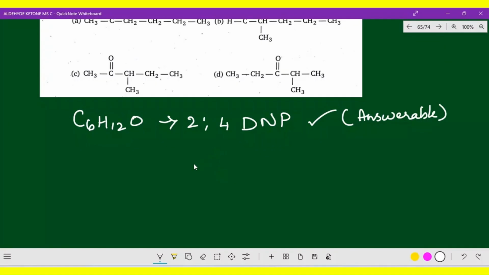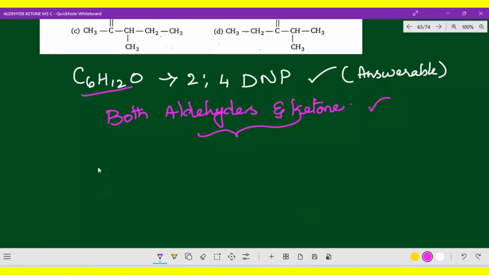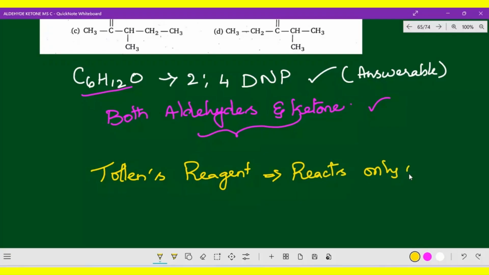2,4-DNP will be answerable for both aldehydes and ketones, so that means this is positive. And negative is Tollens reagent; this will not be answerable for Tollens reagent. They kept the key there. Tollens reagent reacts only with aldehyde. It does not react with ketone.